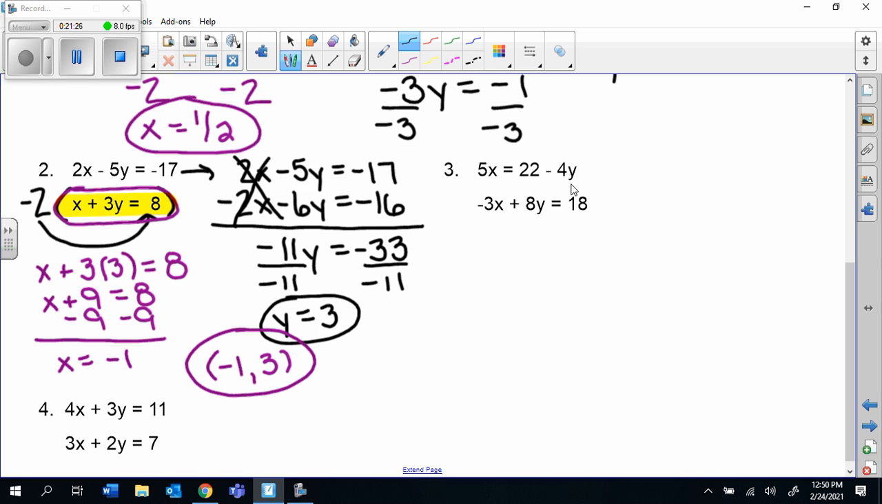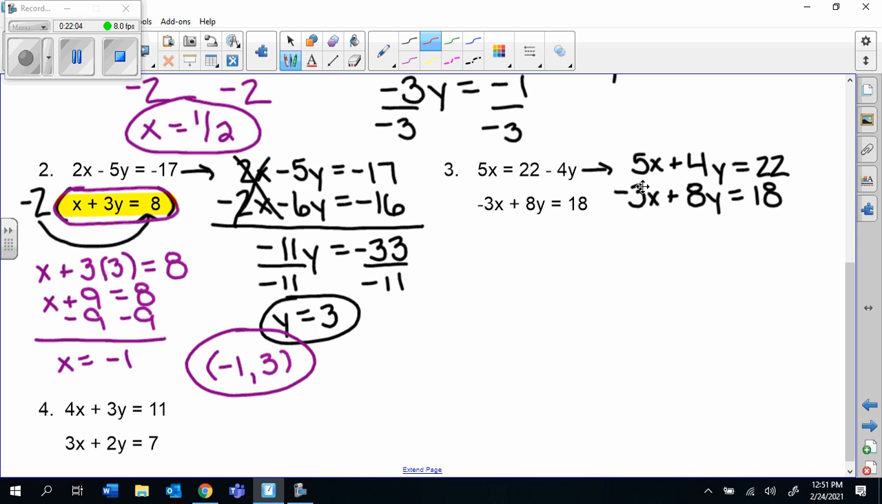Now here's a little trick. If it's negative on the right, it's going to be positive on the left because you're going to go plus 4y, plus 4y. So this one is going to become 5x plus 4y equals 22. And this one doesn't need any manipulating at all. All right. Now, the problem is that none of these are opposites. So I'm kind of needing to think through what I can do.